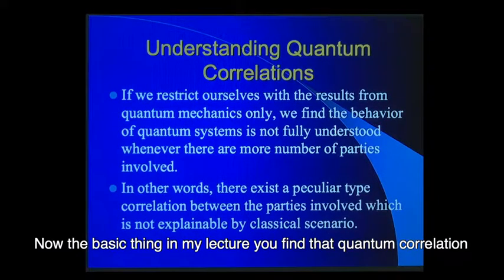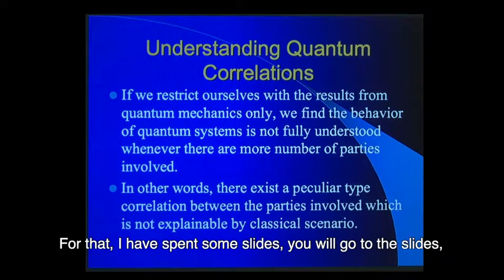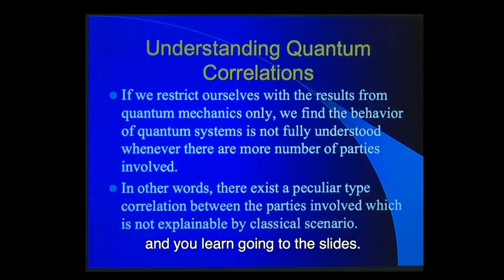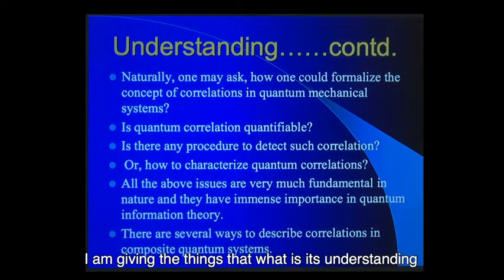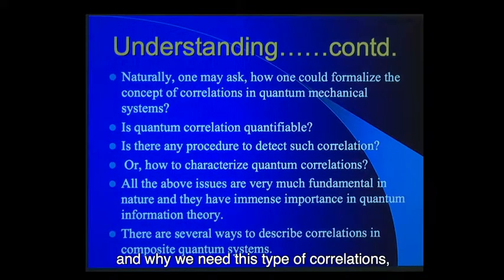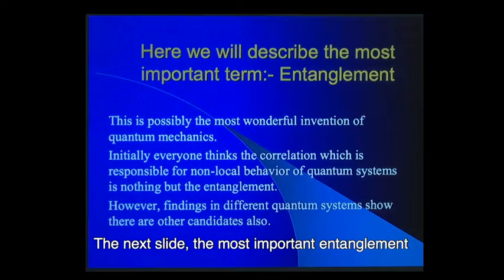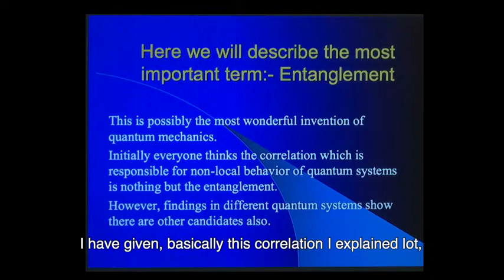The basic thing in my lecture is that quantum correlation is the key word, and for that I have spent some slides. If you go to the slides, you will find these things very interesting, and you will learn from them. I explain what its understanding is, why we need this type of correlation, and whether it is quantifiable or not. There are many things I am explaining in my slides. In the next slide, I have given the most important one, entanglement. Basically, this correlation I spent a lot of time on.